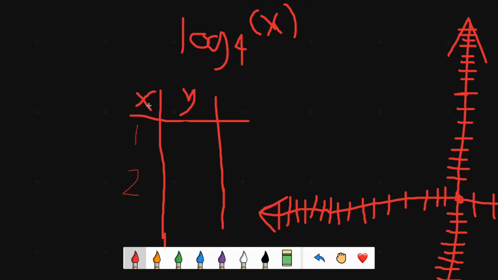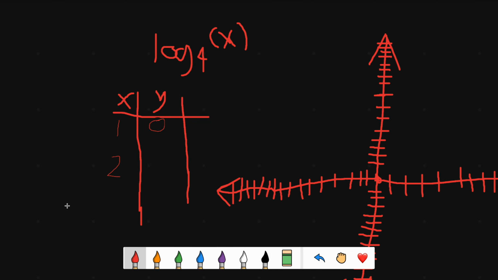Let's say x equals 1. What are logarithms? I'm going to teach you today. 4 to the power of what equals 1? It's actually 0, so the y coordinate must be 0. Now 4 to the power of what equals 2? There's no answer to that, so let's just leave this.